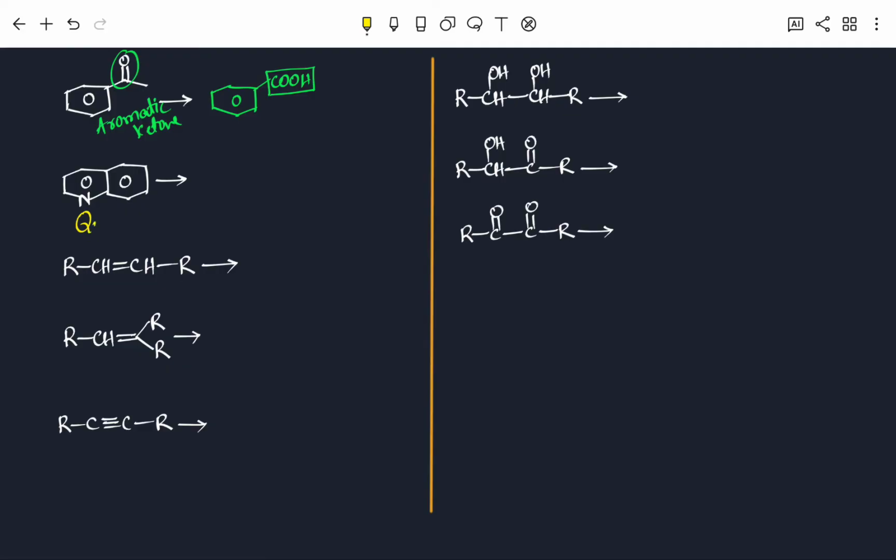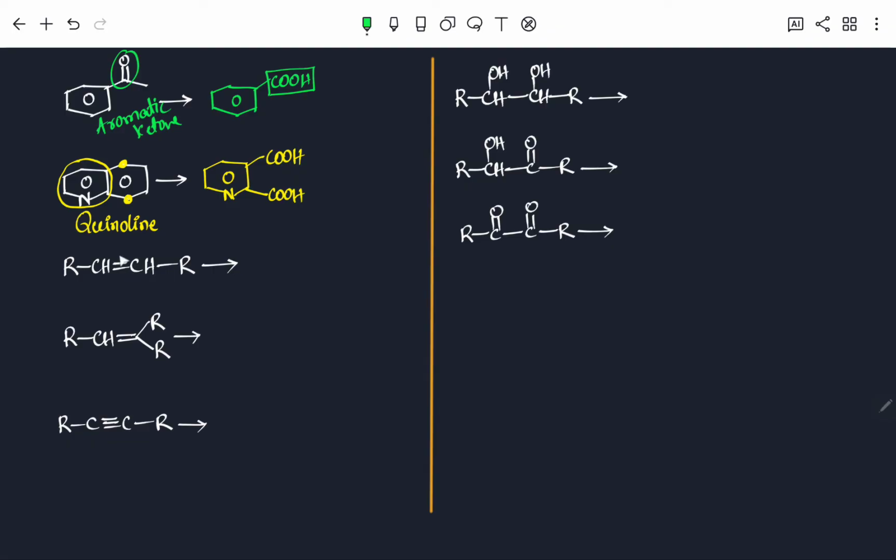Next molecule, quinoline. In quinoline, the pyridine ring is deactivated. That's why pyridine is unaffected. So here we can simply consider benzylic hydrogen, like this. So simply both carbons will be converted into carboxylic acid.